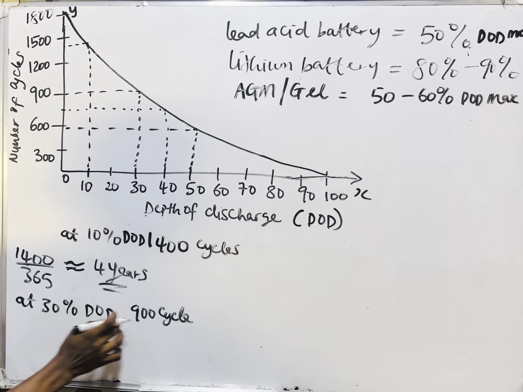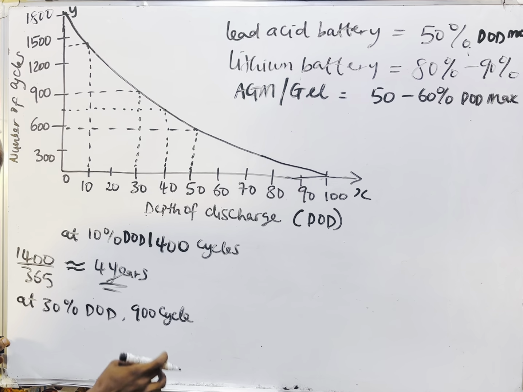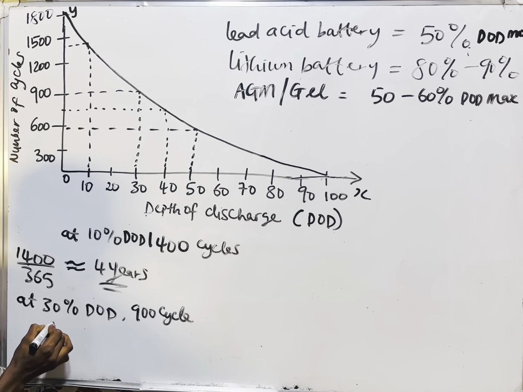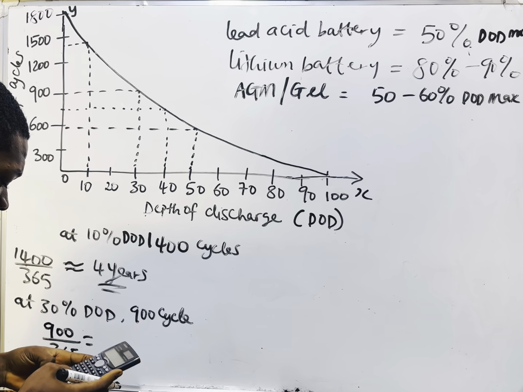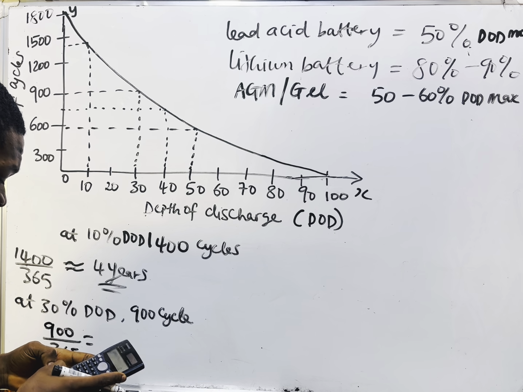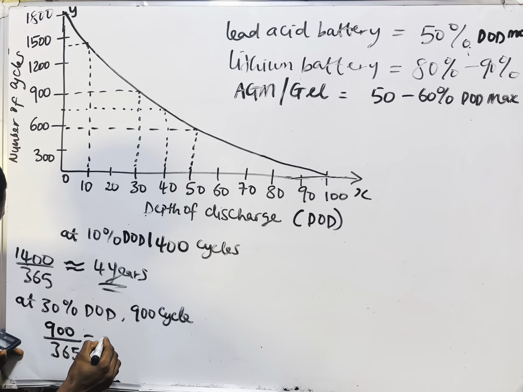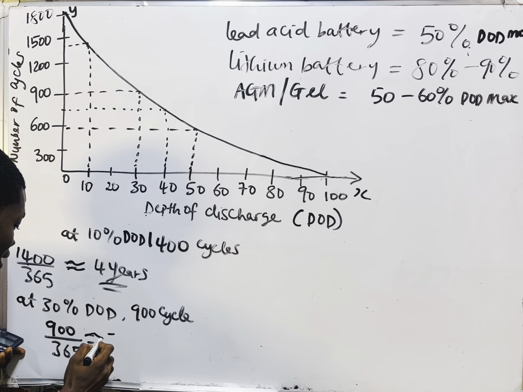So at 30% DOD, we have how many cycles? 900 watt cycle. So let's check how long this battery will last for us. 900 divided by 365. It will last for approximately, I'm just approximating everything, 3 years.